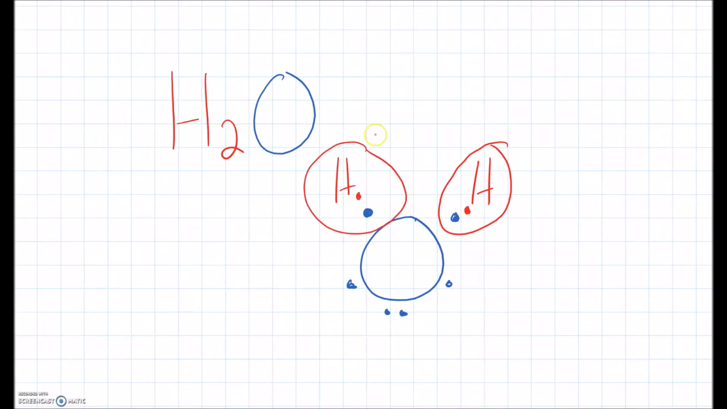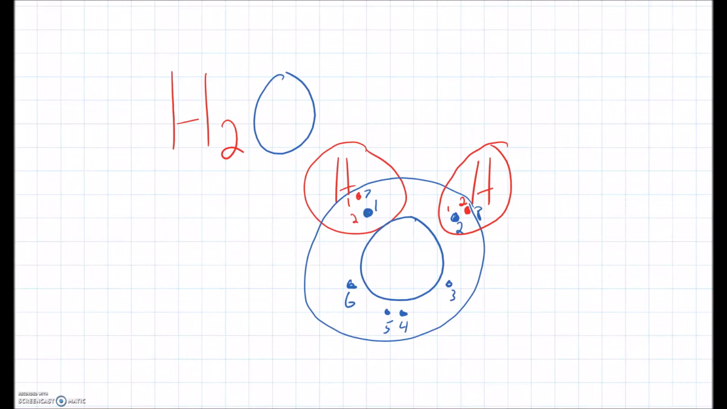If I circle those, hydrogen only has 2 now. And I circle these, how many valence electrons does oxygen have? 8. 1, 2, 3, 4, 5, 6, 7, 8. How many valence electrons does each hydrogen have? 2. 1, 2, 1, 2. Do we know that our oxygen's happy? Yeah. For sure, right? Because it has 8 valence electrons, so it has a full shell.